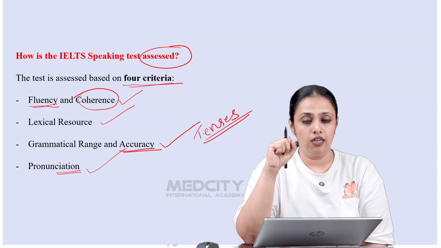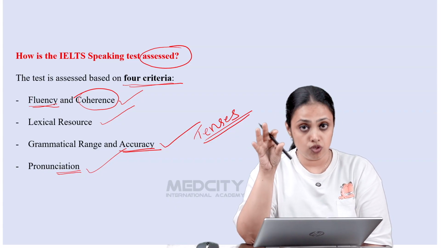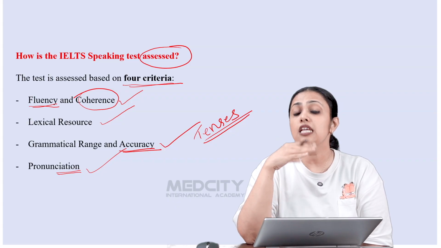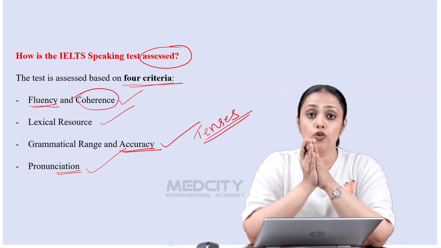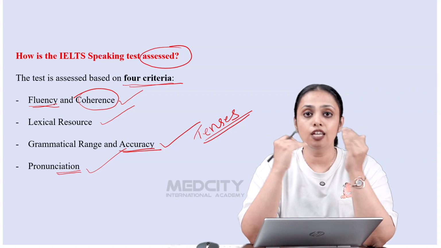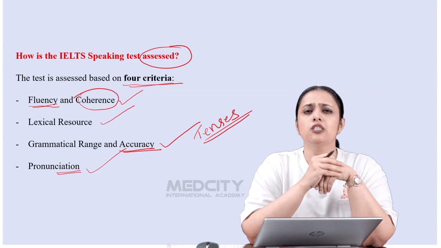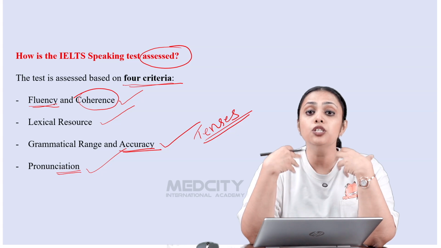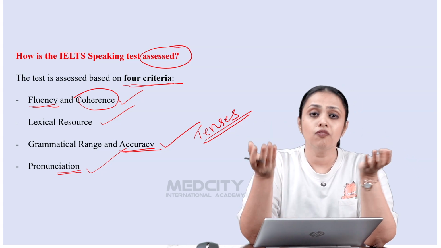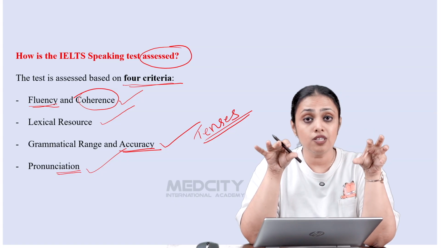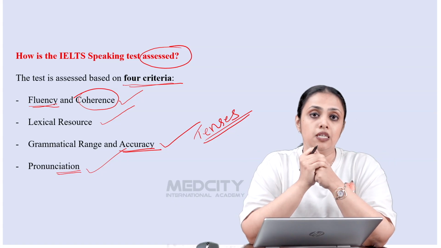Wherever stress is needed, you have to stress. Then there should be intonation. That is, your speaking should not be monotonous or robotic. There should be highs and lows. For instance, if you are saying something wherein you need to express happiness, and you're saying something which you're not very happy about, if you say both of these in the same tone, there is no intelligibility.